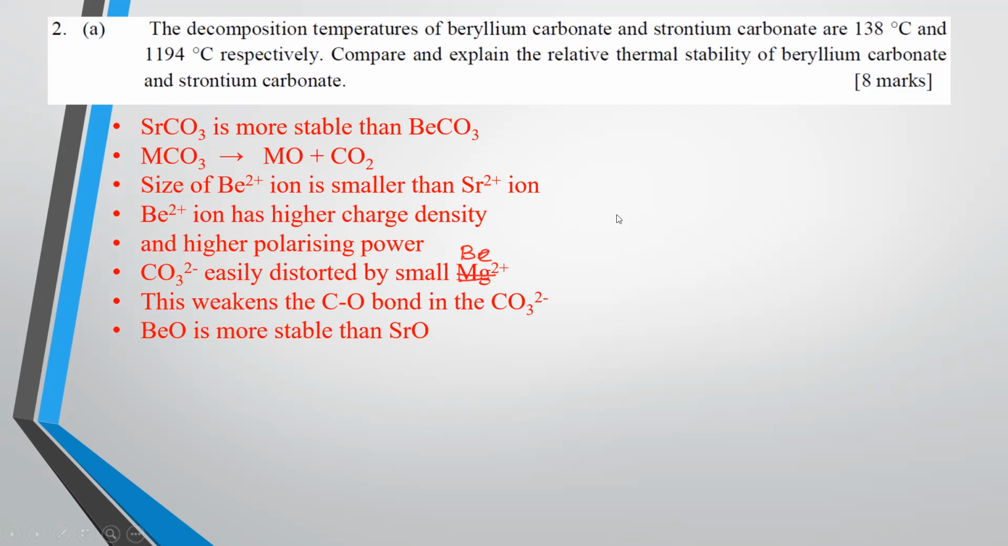So these are all the 8 points that you guys will try your best to explain whenever you are trying to explain for the decomposition of no matter carbonate, nitrate, or hydroxide. So the points of explaining them are all the same. Okay, so that is for 2A.